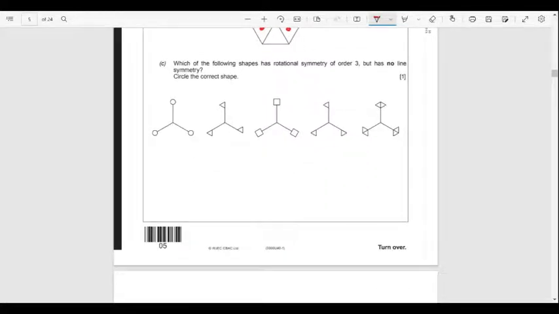Which of the following shapes has a rotational symmetry of order 3 but has no line symmetry? That one is this flag shape here. The flags don't give it a line of symmetry, but it does have rotational symmetry.